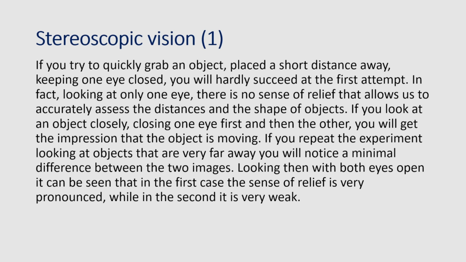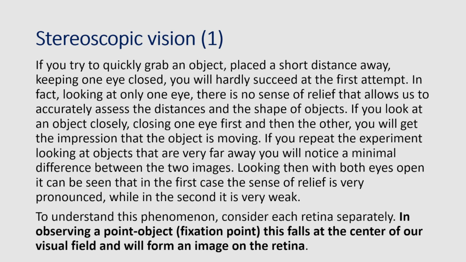If you look at an object closely, closing one eye first and then the other, you will get the impression that the object is moving. If you repeat the experiment looking at objects that are very far away, you will notice a minimal difference between the two images. Looking then with both eyes open, it can be seen that in the first case the sense of relief is very pronounced, while in the second it is very weak. To understand this phenomenon, consider each retina separately.